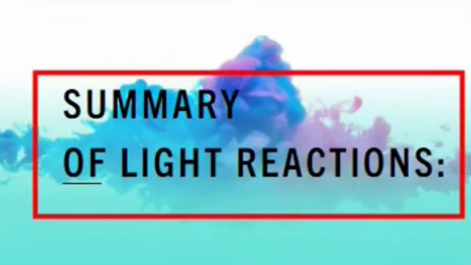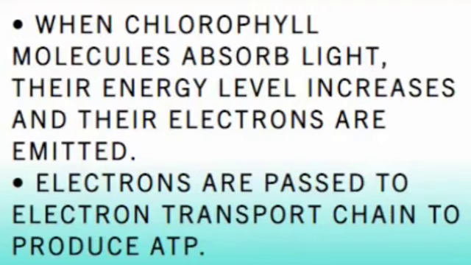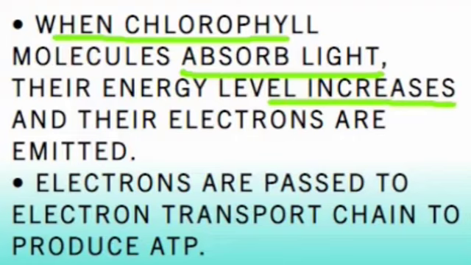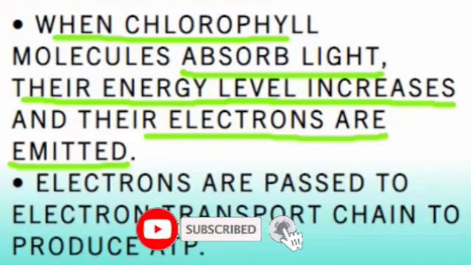Now here's the summary of light reactions. In this, we will be able to understand how light reactions occur step by step. When chlorophyll molecules absorb light, their energy level increases. It is clear that light is also a form of energy, and when molecules absorb light, their energy level goes up and their electrons are emitted. When the molecules' energy level goes up, their electrons become excited and are emitted from their original place, jumping to the next step.